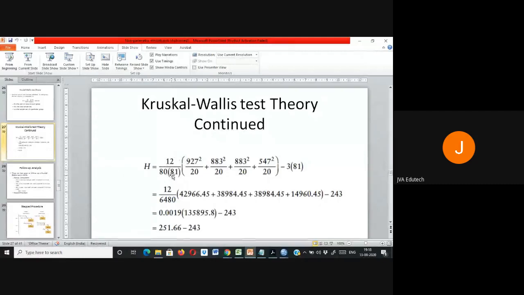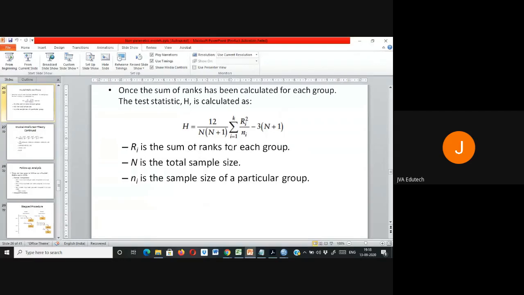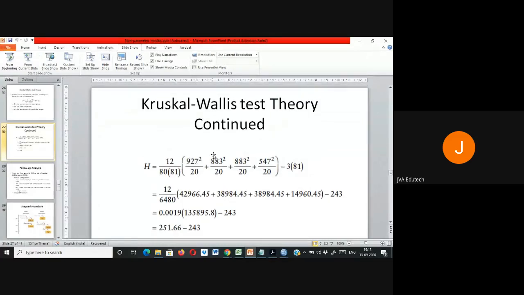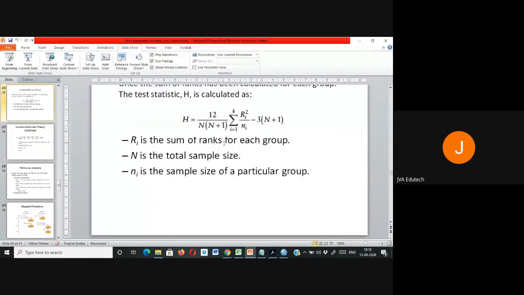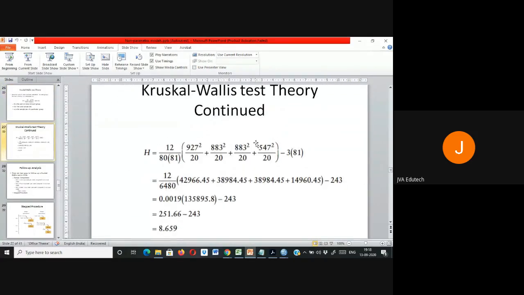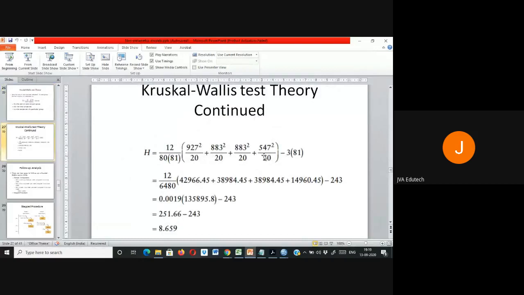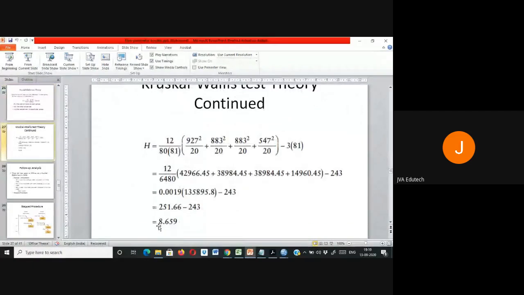H is equal to 12 by 80, we are having 80, then 80 plus 1, 81. Then R squared, sum of ranks: if you sum the ranks, it comes out to be 927, then 883, 883 and 547. You take the square of all these, sum them, divided by 20, the sample size of the particular group. Each group is having 20. Then minus 3 into N plus 1, again 80 plus 1. So you'll get this value finally, 8.659.